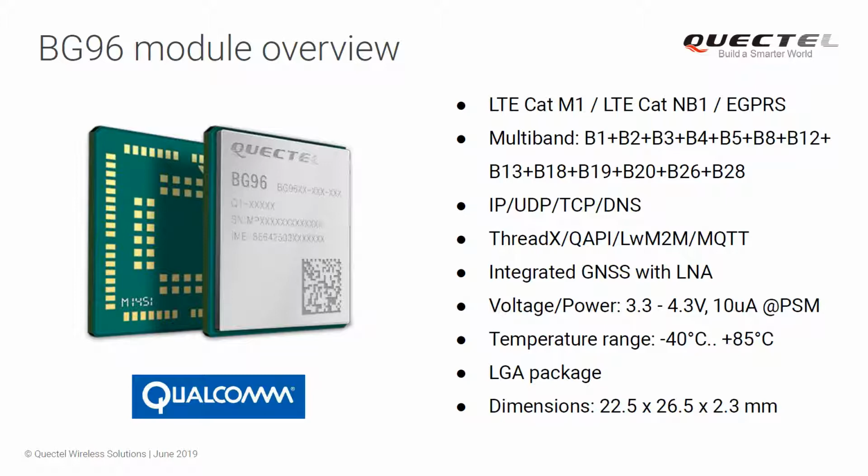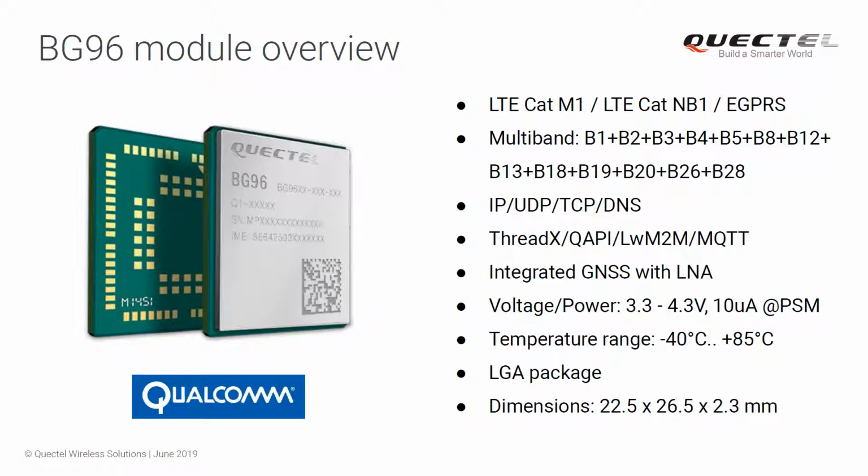Okay, let's focus now on the BG96 module. It supports 3 different networks: Cat-M, Cat-NB1, and 2G. It is also multi-band, supporting multiple bands and different protocols. At application level, it supports LWM2M protocol and MQTT, 2 very common protocols used in the IoT industry. And you can actually write your own code inside the device using ThreadX and QAPI from Qualcomm.